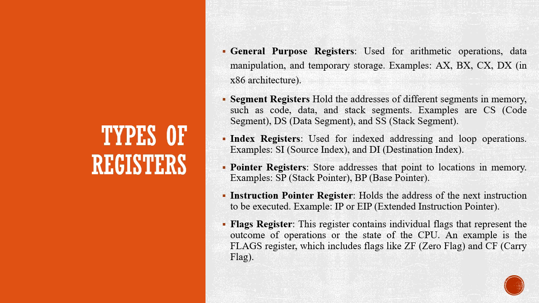The last but not least is the flags register. This register contains individual flags that represent the outcome of an operation or the state of the CPU. An example is the flag register, which includes flags like ZF, the zero flag, and CF, the carry flag. So these are the types of registers. We've seen them individually as well as their examples. Now, let's look at an example that shows these things in action.